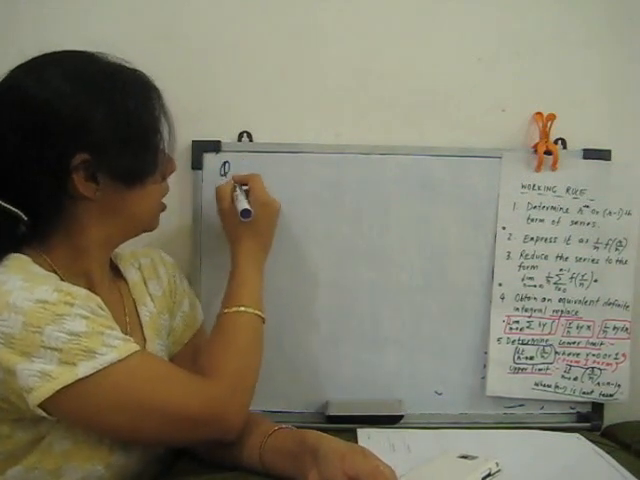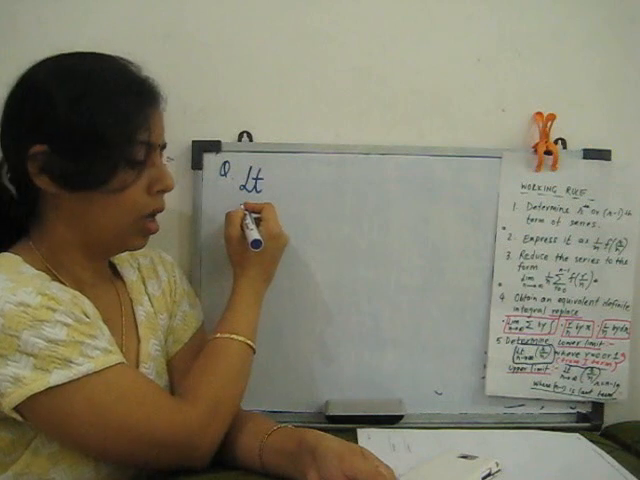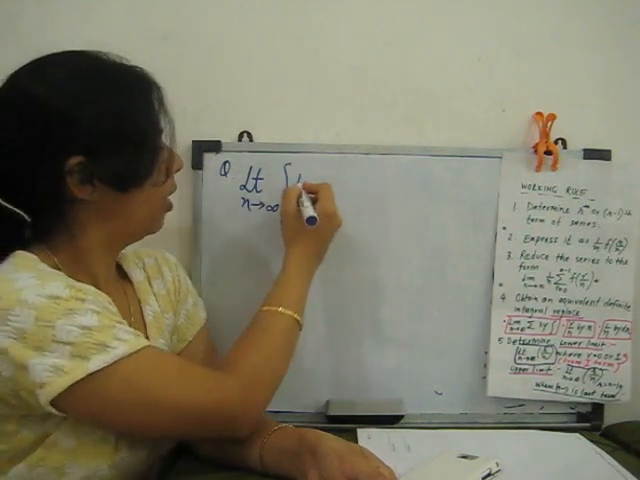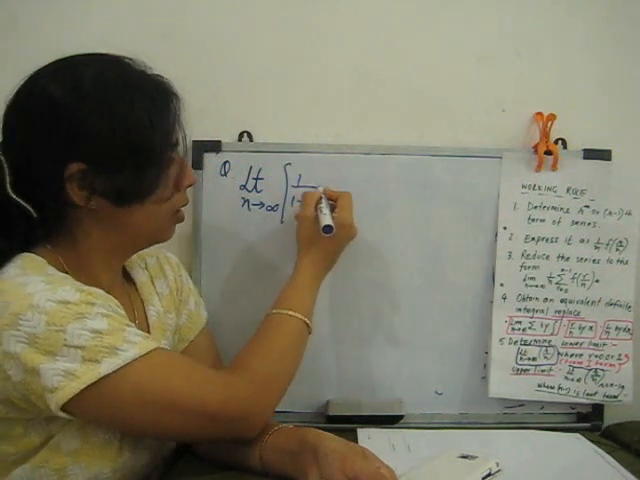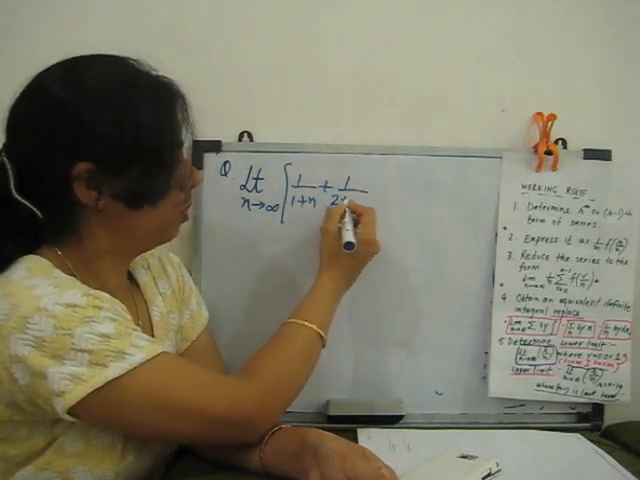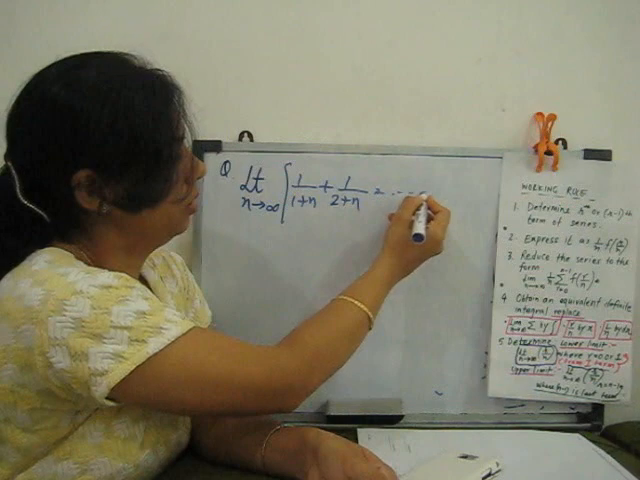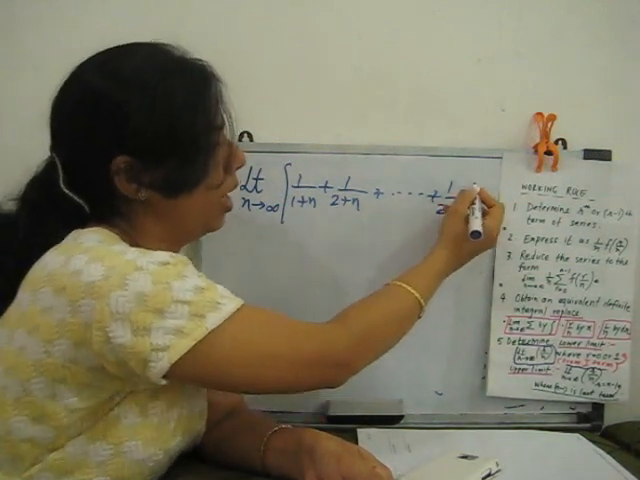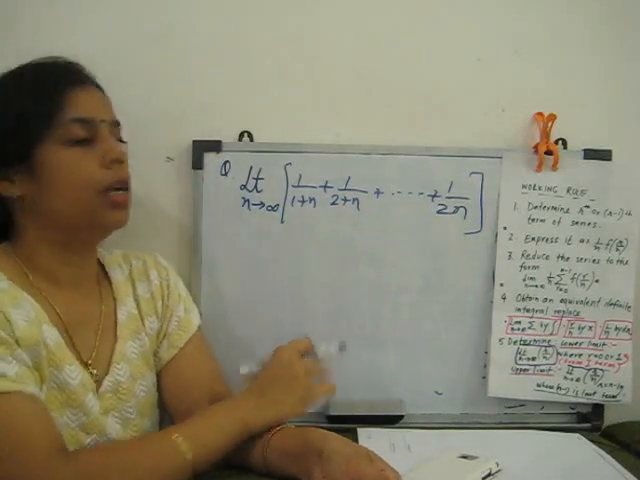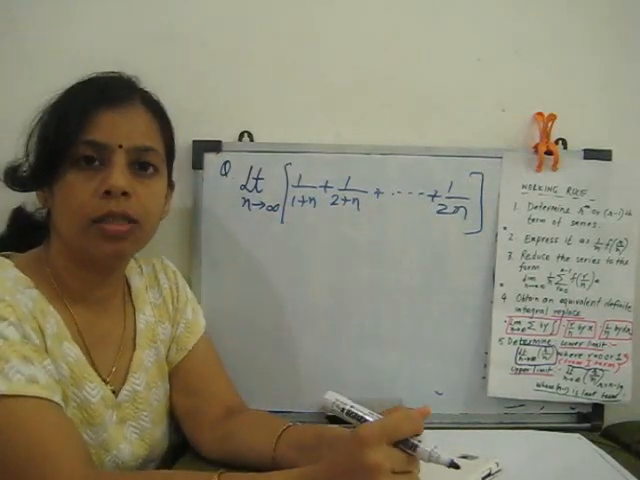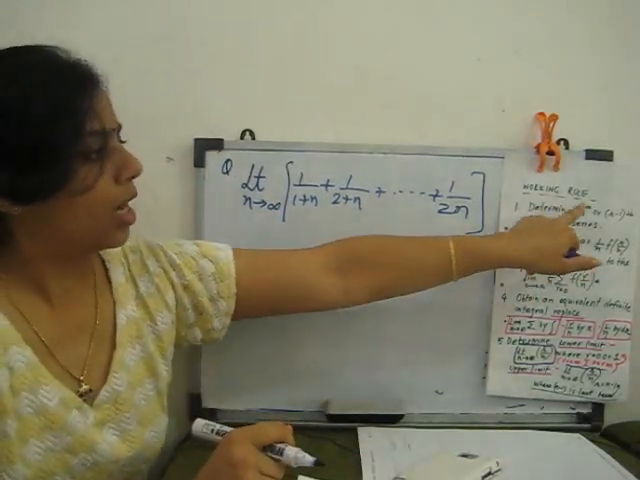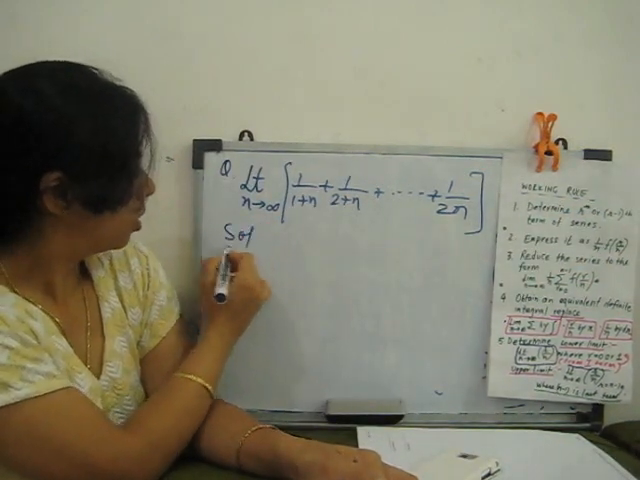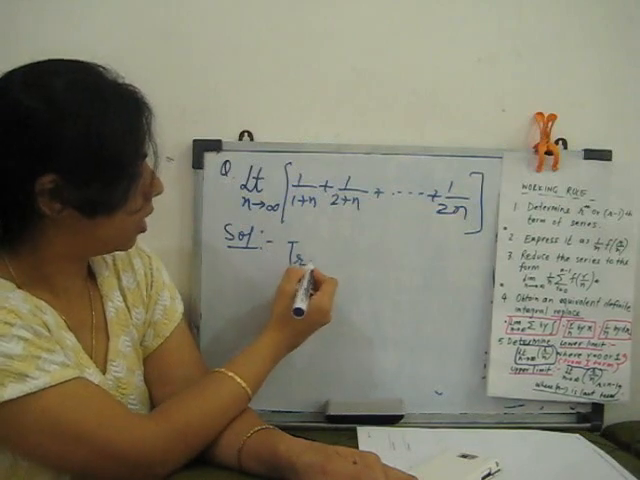Our given series is limit n tends to infinity of 1 by (1 plus n) plus 1 by (2 plus n) plus and so on, and the last term is 1 by 2n. Clear? So as the first step, we have to determine the rth or (r minus 1)th term, the general term t_r.